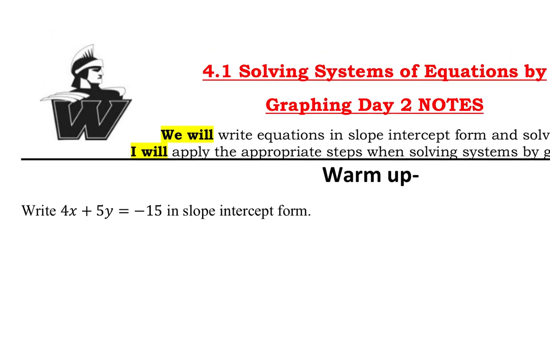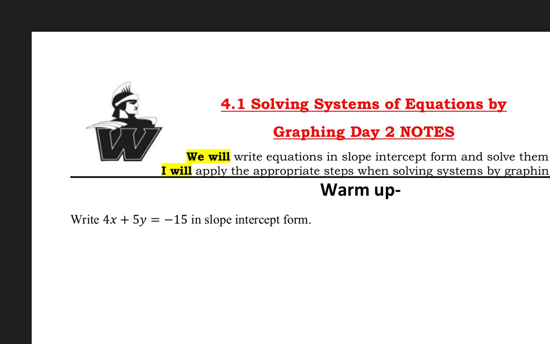All right, look at the warm-up real quick. All it says is write 4x plus 5y equal to negative 15 in slope-intercept form. So what form is that? What do they want it in? Well, what does that look like? Does anyone know what that looks like? Y equals mx plus b.